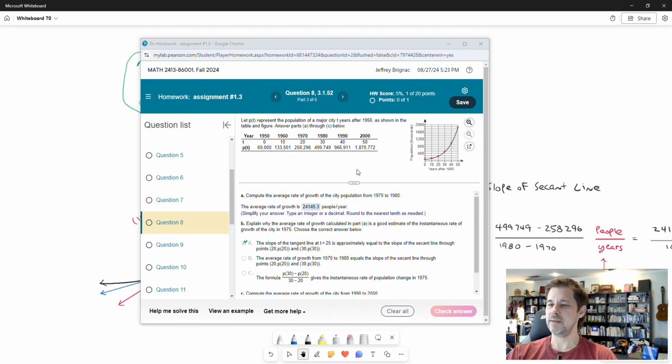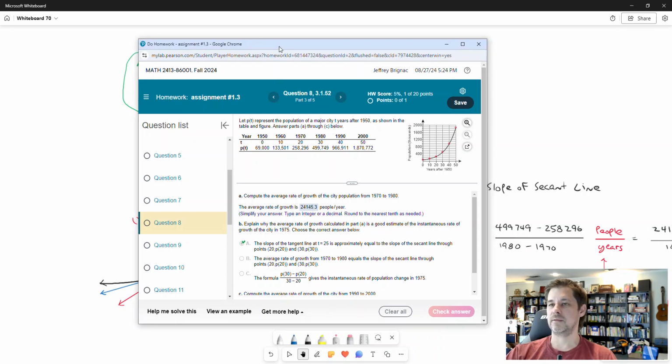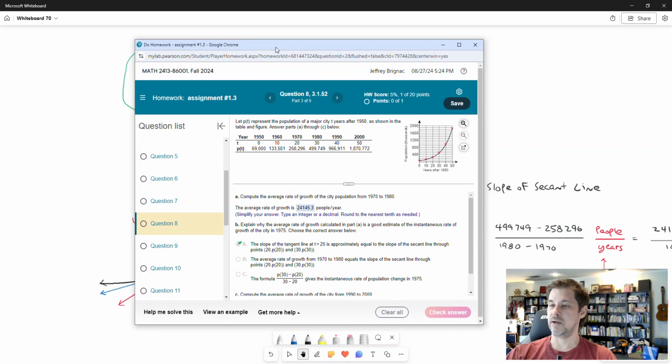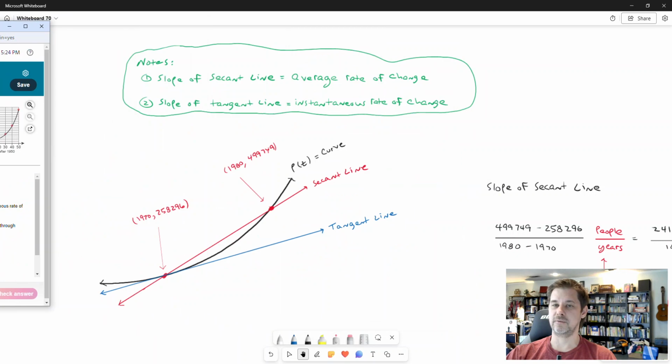Okay. Now, let's look at part A. It says compute the average rate of growth of the city population from 1970 to 1980. And then the next part, explain why the average rate of growth calculated in part A is a good estimate to the instantaneous rate of growth. So let's talk about some background and concepts before we talk about the solutions.